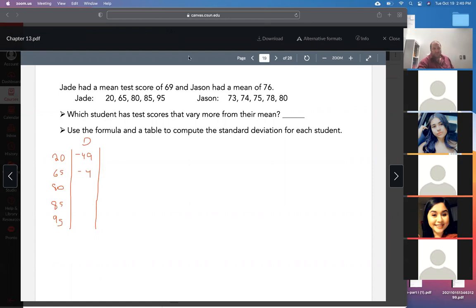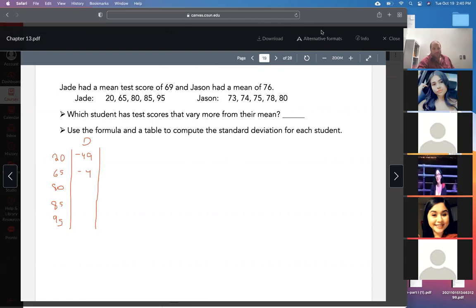What's the next one? 11. And the next one? 16. And the next one? 26. Now, what are the deviation squareds? I was going to write SD for square root of the deviations, but SD means something else. So what are the squares of the deviations? What's the first one? That's 2,401. Good. Okay, what's the next one?